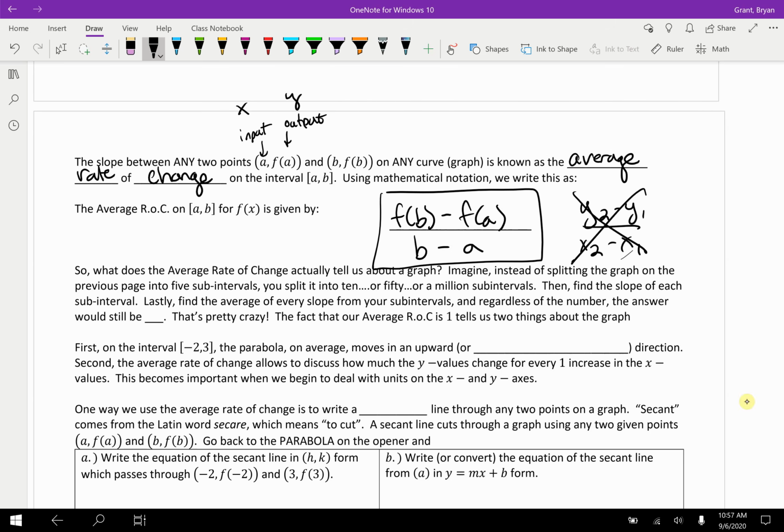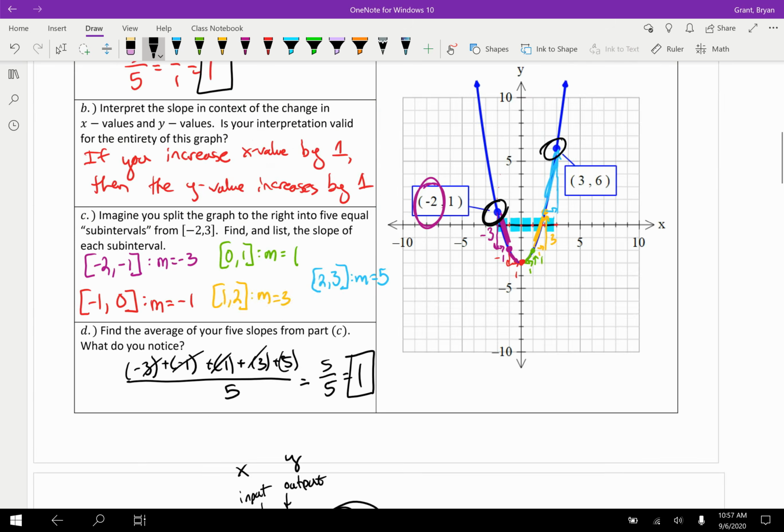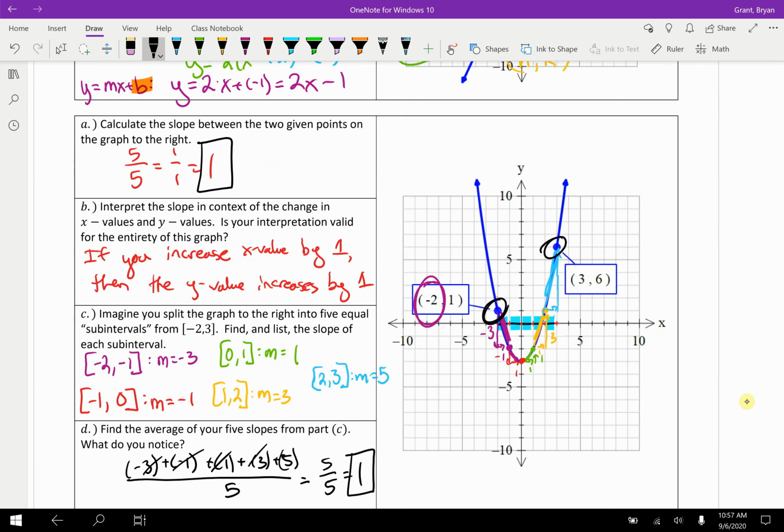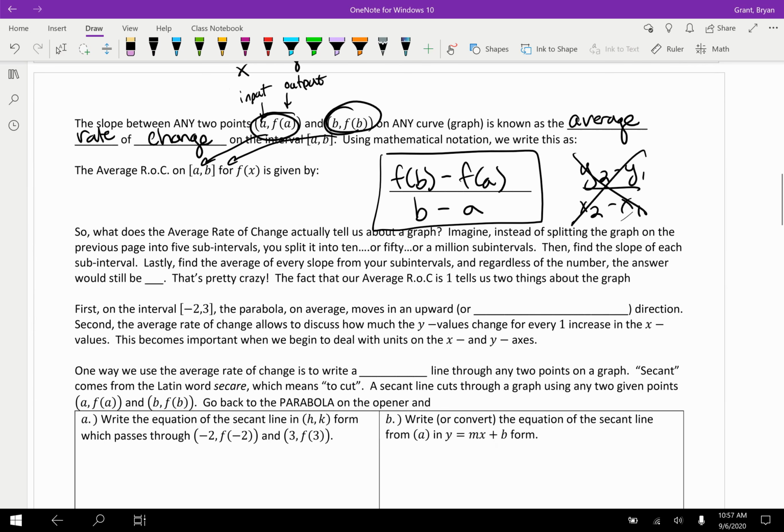So this formula gives us the average rate of change if you take the two endpoints of an interval. And that's exactly what we did up here. We took the two endpoints of an interval, we found their slope. That is the average rate of change. Now, what does the average rate of change actually tell you about a graph?